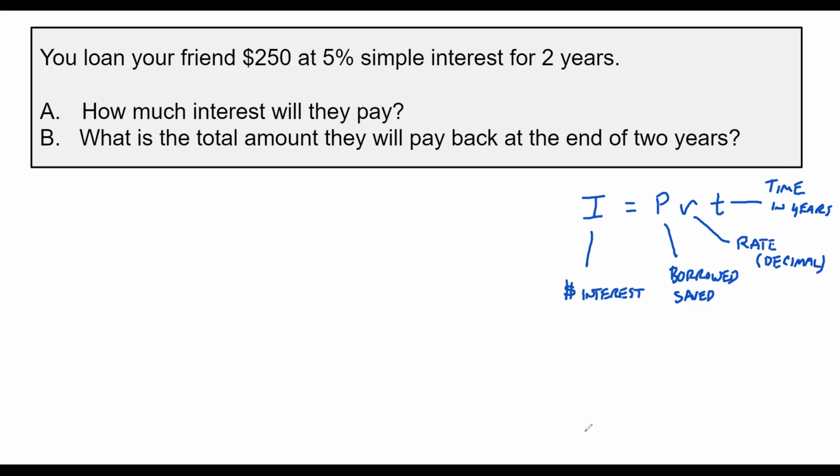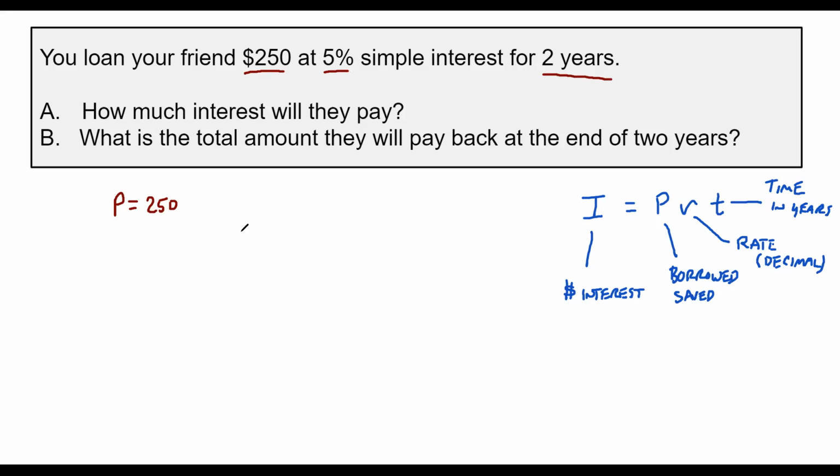Let me change my color. So let's read through the problem. You loan your friend $250 at 5% simple interest for 2 years. So the key numbers that we need here: 250, 5%, and 2 years. So let's label these in terms of these letters that are in our formula. $250 is the amount being loaned. So that's P. P equals 250.